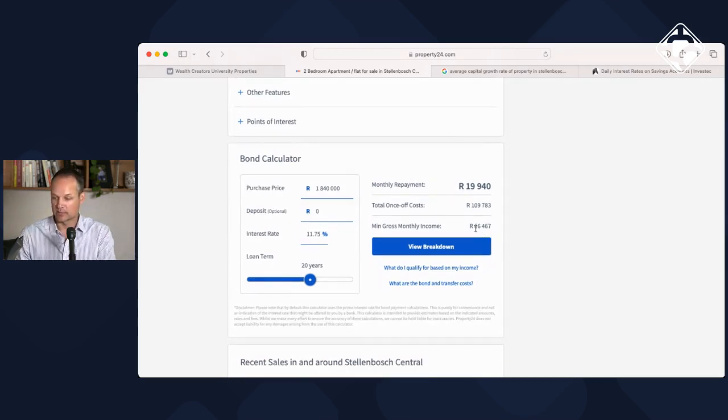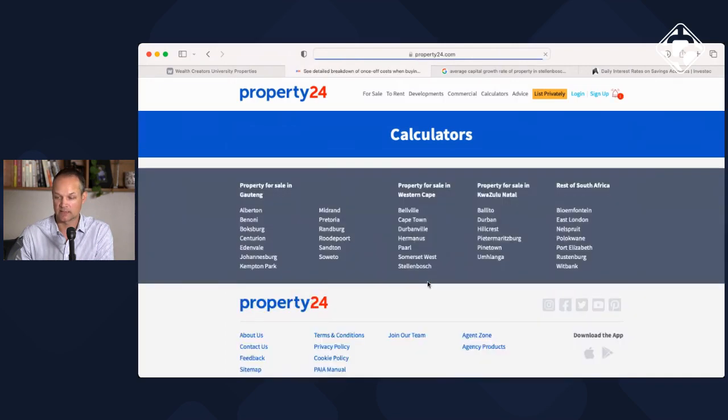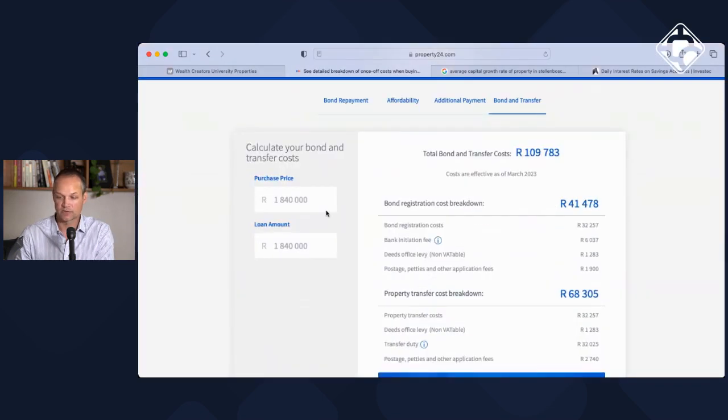The other important thing is to qualify for the bond, I need a gross monthly income, or dual income if it's between myself and my spouse or partner, of 66,000 rand per month. And very nicely, they also tell you what the bond and transfer cost is. I'm going to need that data as well. The bond and transfer cost on 1.84 is 109,000 rand.